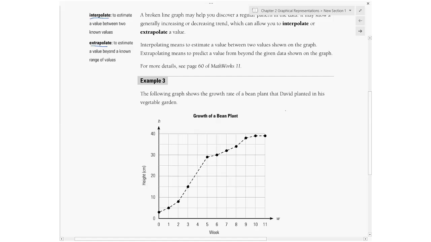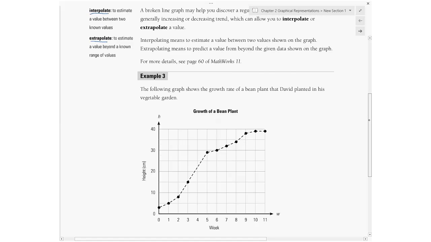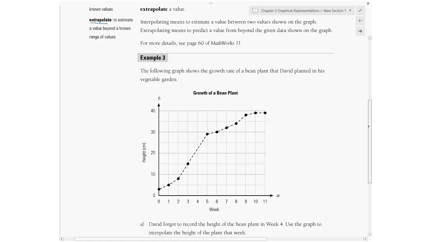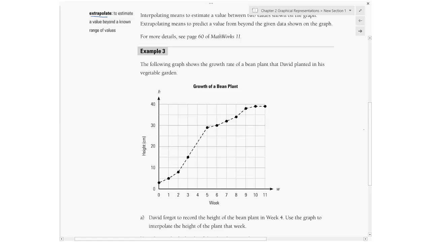So here we have this growth rate of a bean plant that David planted in his vegetable garden. And he forgot to record the height of the bean plant in week 4. We're going to use the graph to interpolate the height of the plant that week. So we know what it was after week 3. We know what it was after week 5. We're going to take a guess at week 4.